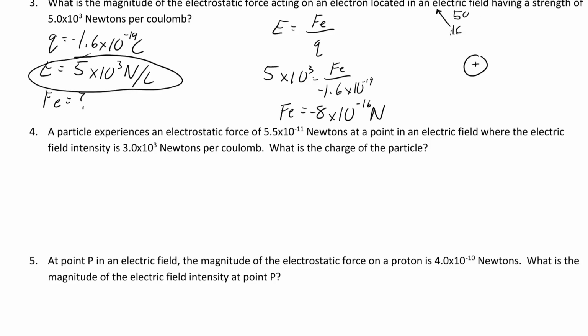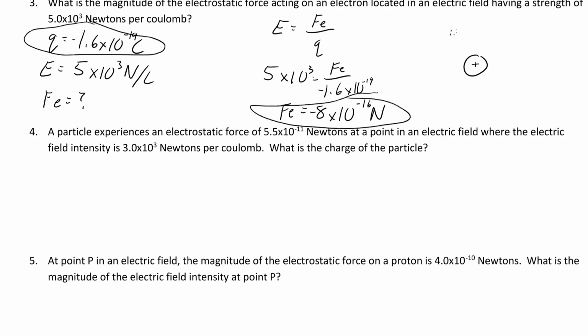But we're not placing 1 coulomb of charge there. That is a pretty big amount of coulombs. What we're doing is we're placing 1 electron there. So we're not going to feel 5,000 newtons. We only feel 8 times 10 to the negative 16 newtons. But the strength of the field is still 5,000 newtons per coulomb at this particular position.